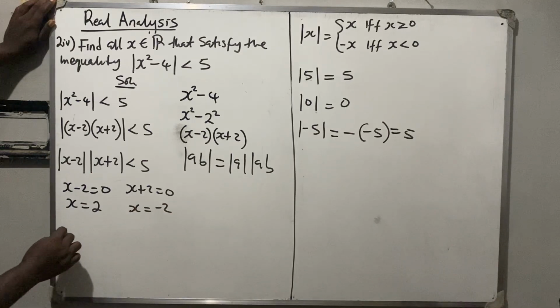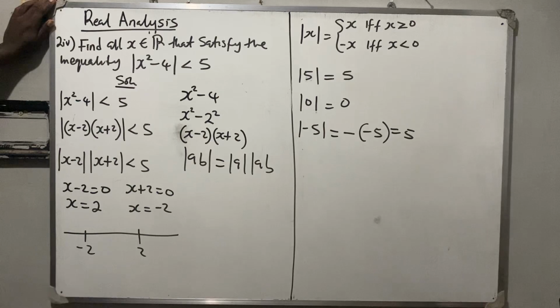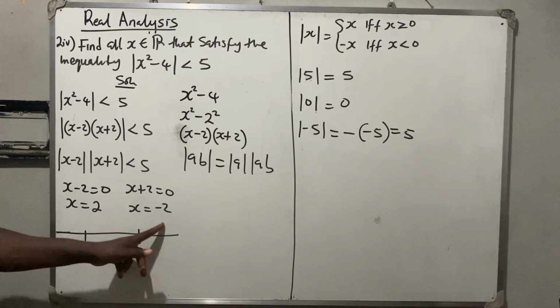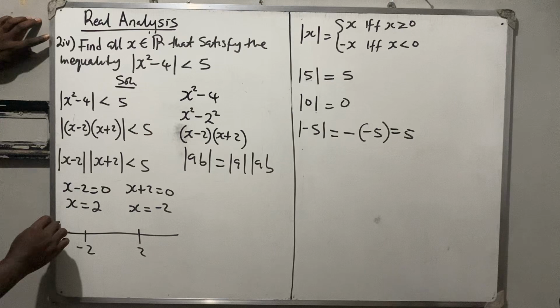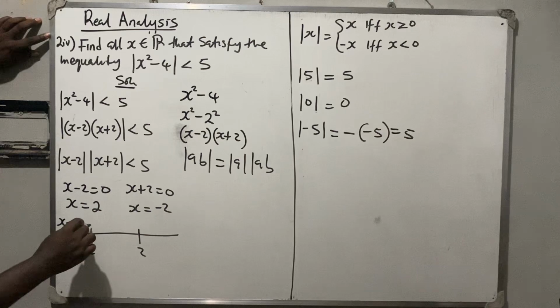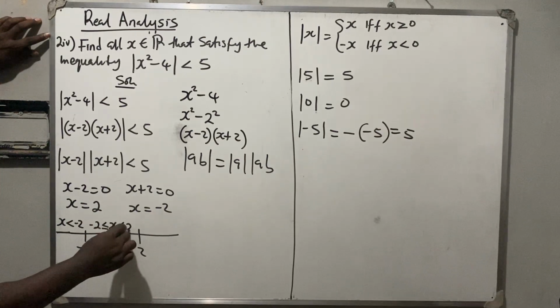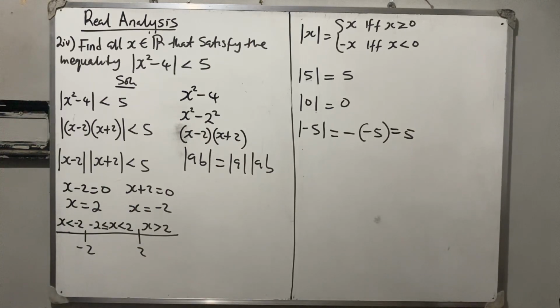So if they are both on the real line, let me draw my real line. This is minus 2 and this is 2. If you look at this very well, you see that this is partitioned into 3 parts. We have the first part, the second part, and the third part. On the first part, x is strictly less than minus 2. In the middle, we have that minus 2 is less than or equal to x, which is less than 2. Then the last part is that x is greater than or equal to 2. Okay? So that is that.